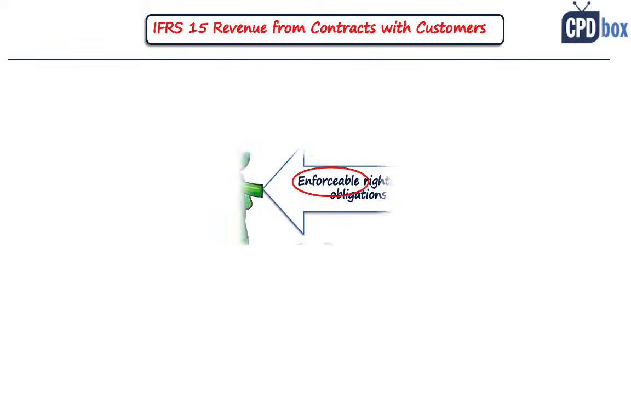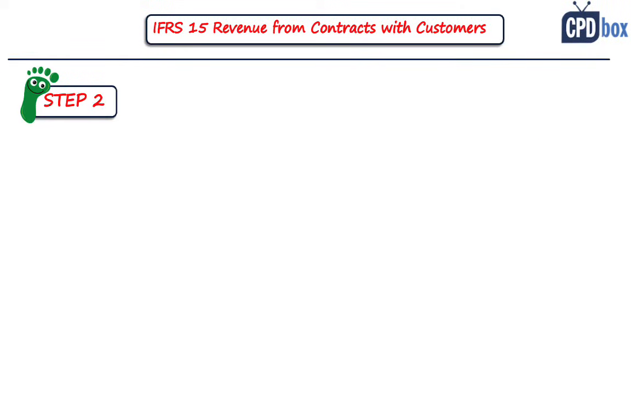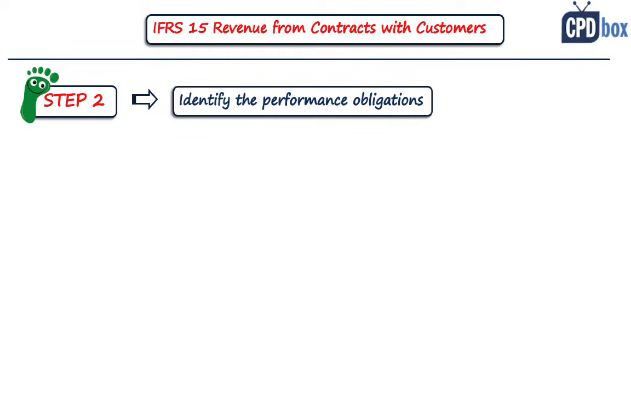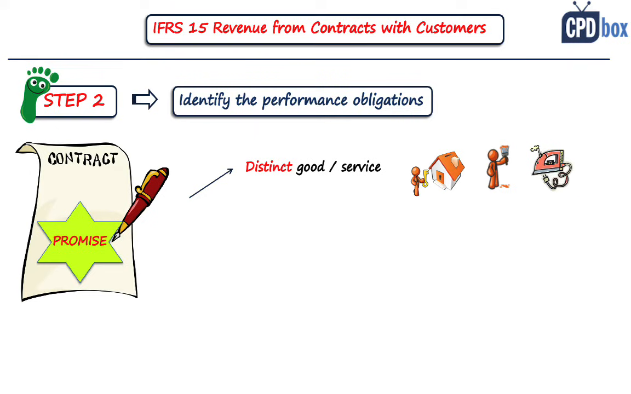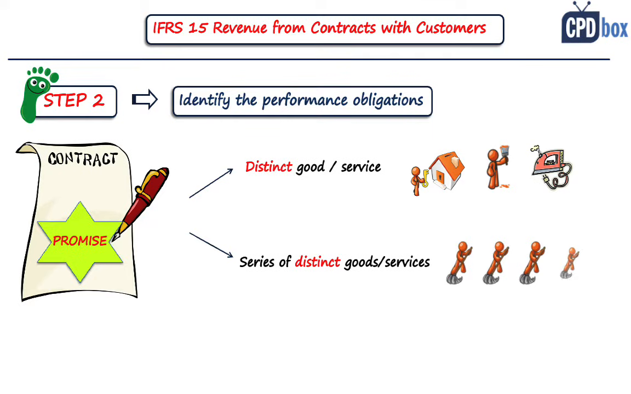Step number 2 in the 5-step revenue recognition model in IFRS 15 is to identify the performance obligations in the contract. But what are they? Well, it is a certain promise in the contract to deliver to the customer either some good or service, or a bundle of goods or services that is distinct, or a series of goods or services that are almost the same. So, for example, when you sign up for monthly cleaning services or for monthly accounting services, and these services are basically the same each month.